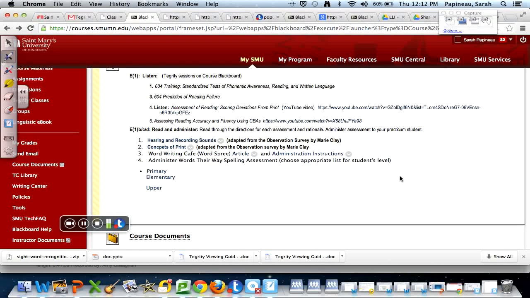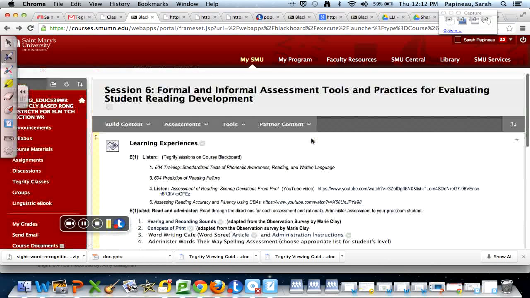They go pretty quick, as you get through the 10-minute writing prompt. And then the spelling assessment takes a little bit, depending on how many words you're going to have to give that student in order to get enough to analyze. Hearing and recording sounds and concepts of print go really quick as well. So you're looking at probably an hour for these, and the QRI is between, I'd say, 30 minutes and an hour as well.